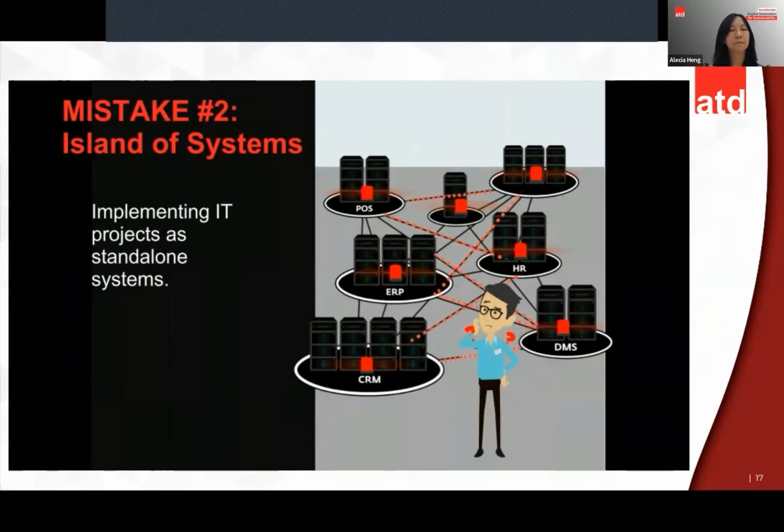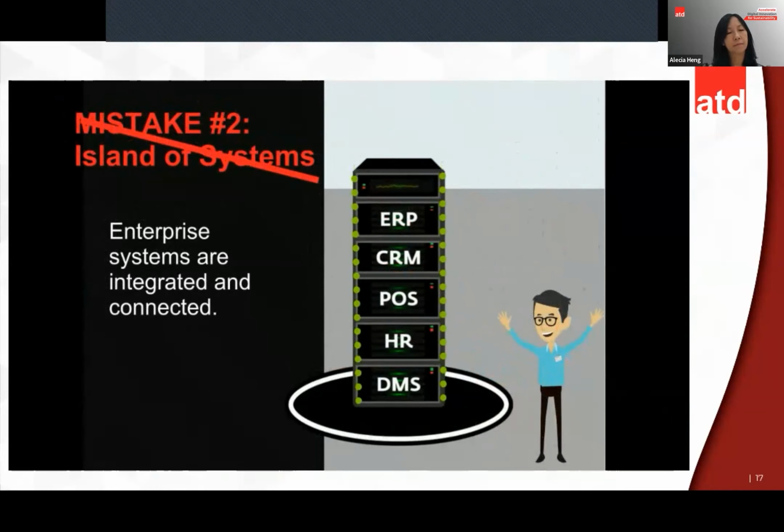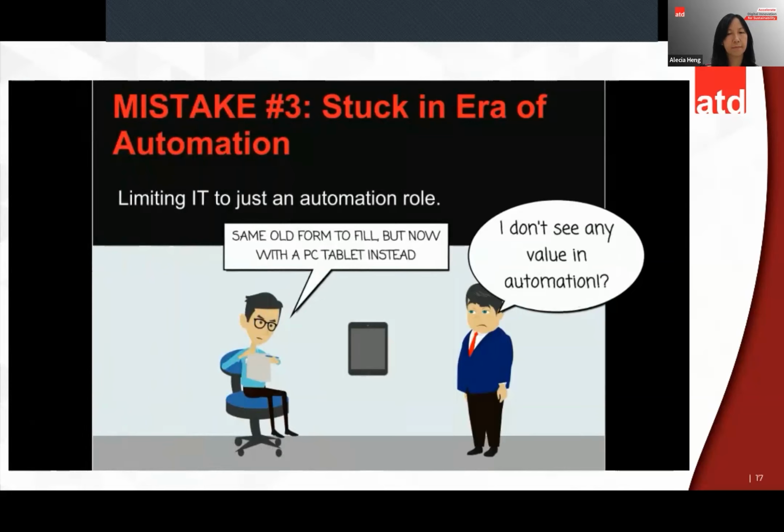Mistake 2, islands of systems. Enterprise architecture allows you to review the entire system, and eventually make a strategic decision on whether to decommission the existing system and buy a completely new one, or to modify the existing system so that they can communicate with each other. Mistake 3, stuck in era of automation.